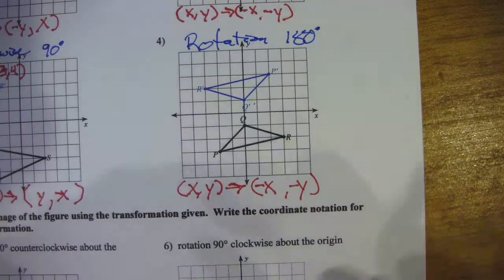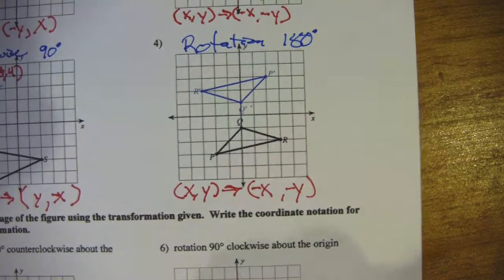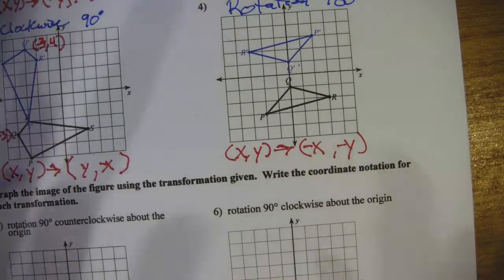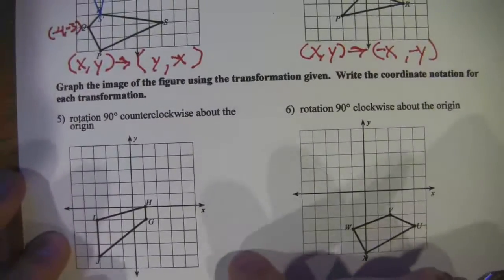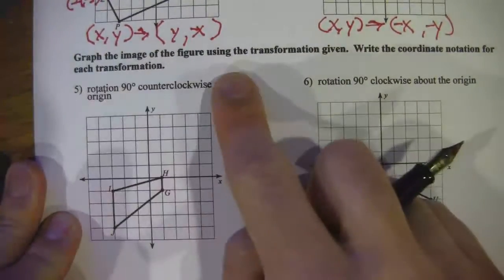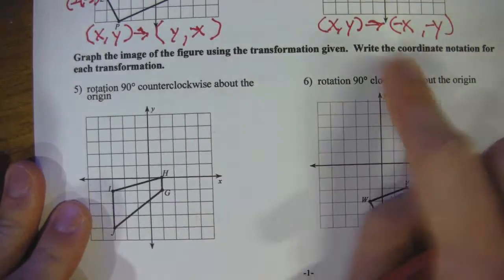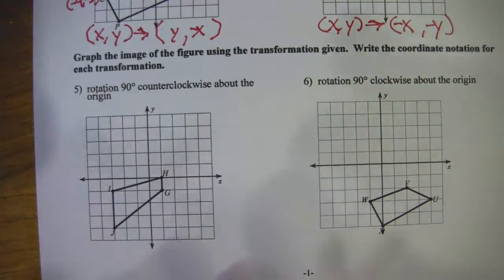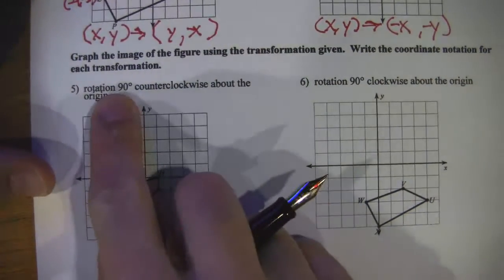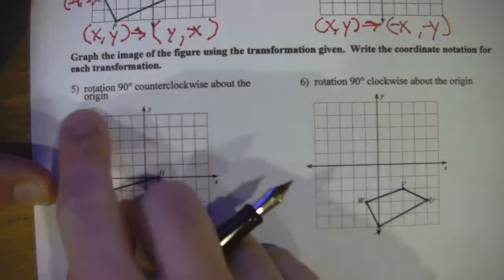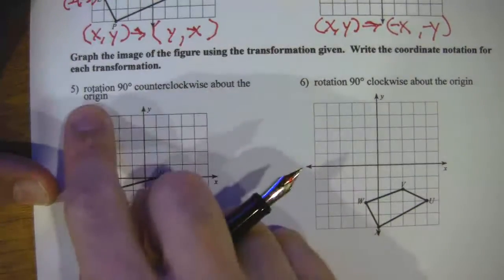So let's use these coordinate notations to actually do the transformations, because with this, it's going to be a lot easier to use coordinate notation than it will be to count, I promise. All right? So let's take a look. We're going to graph the image of the figure using the transformation and then write the coordinate notations. So here we go. Let's start with coordinate notations. Rotation 90 degrees counterclockwise about the origin. Sometimes they'll say around the origin.